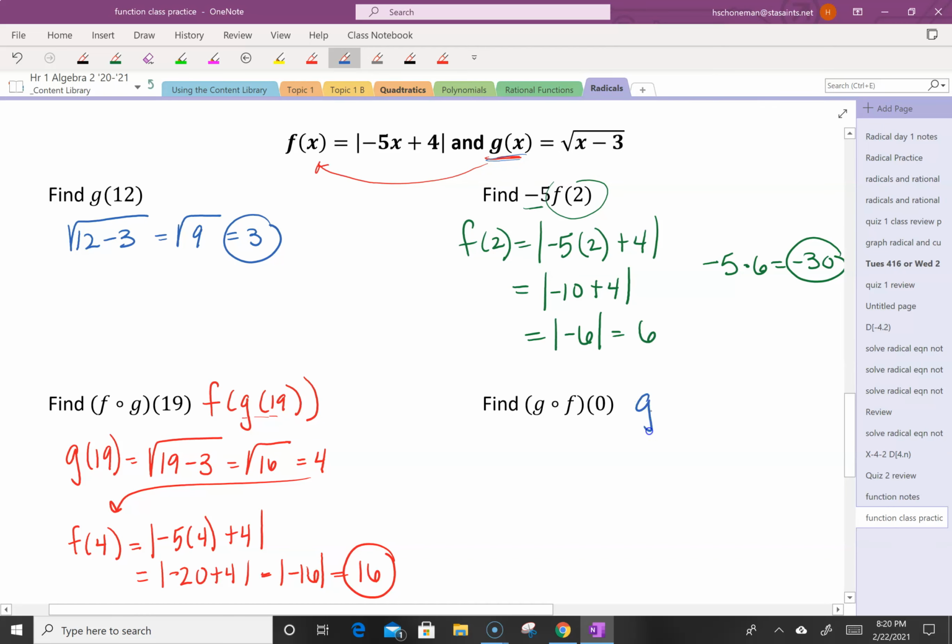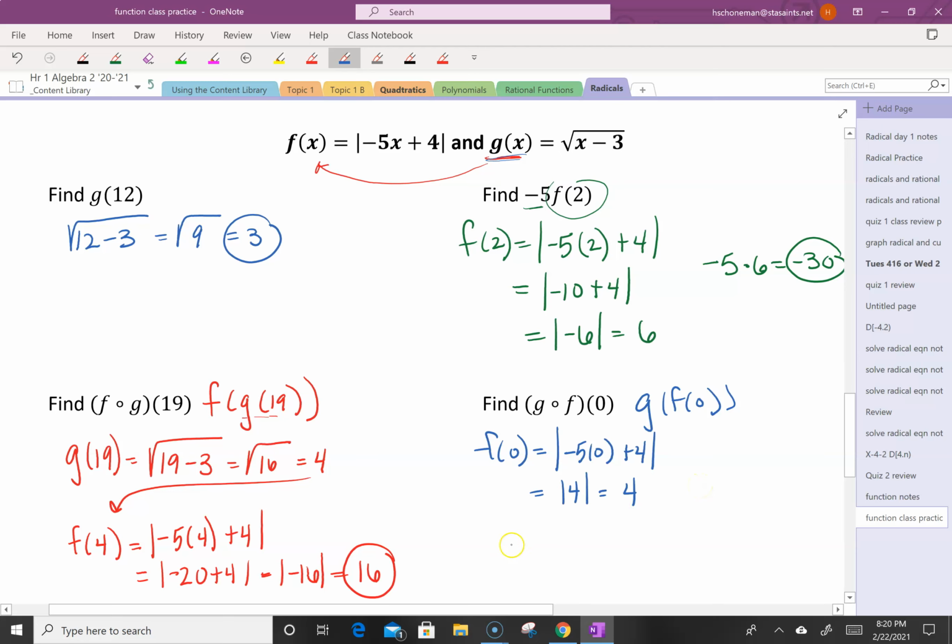Okay, another composite function. This time I've got g of f of 0. So I'm going to work from the inside out. So I'm going to find f of 0 first. Whatever that answer is, I'm going to plug it into g. So f of 0 would be the absolute value of negative 5 times 0 plus 4. Well, negative 5 times 0 is just 0. So 0 plus 4 is the absolute value of 4. And the absolute value of any number is always positive.